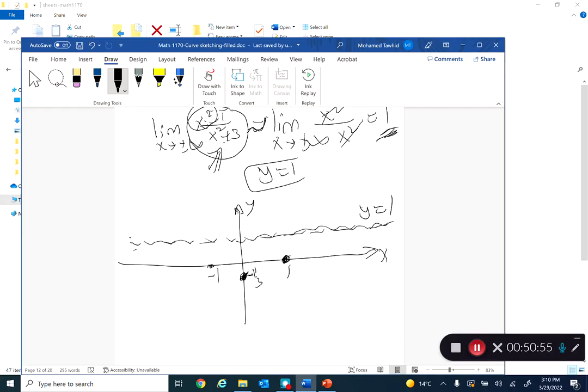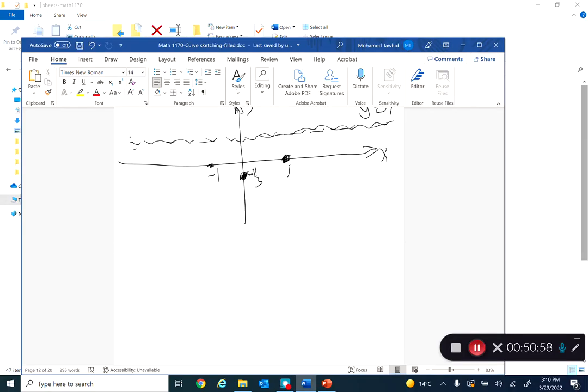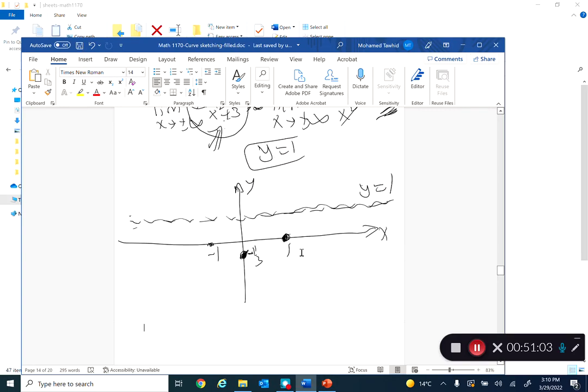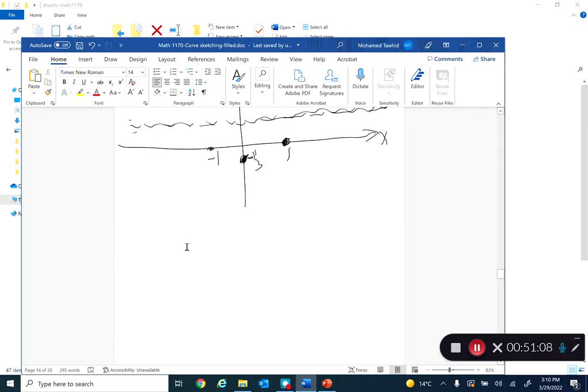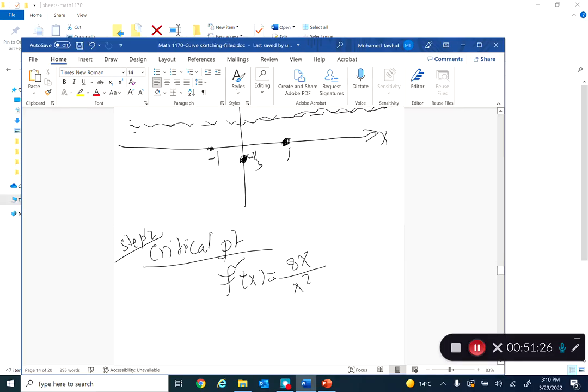Step number 2, if I go back up here, they ask you to compute the first derivative, find the critical points and plot them. So how do we get the critical points? The critical points come from your derivative. I'm just copying our derivative: 8x over x squared plus 3 squared. So that is our derivative, right?